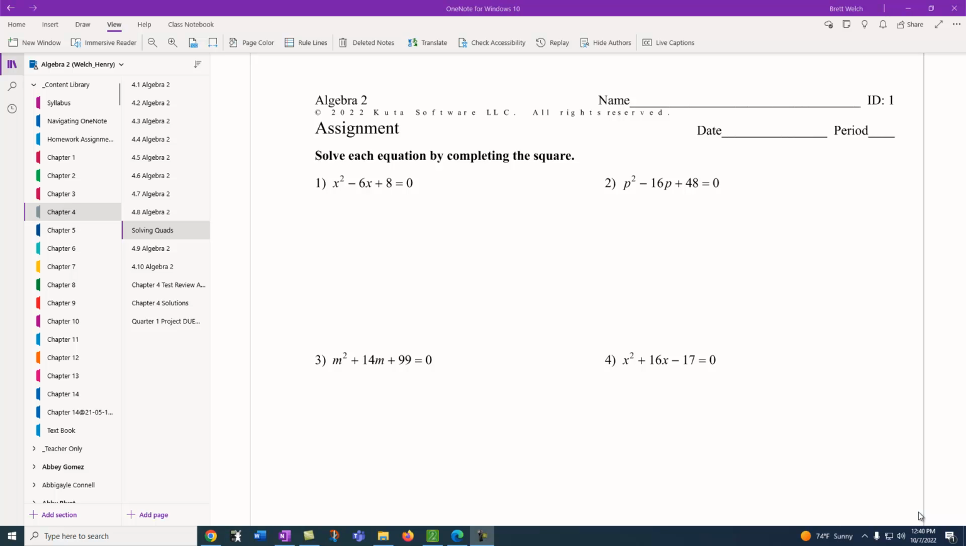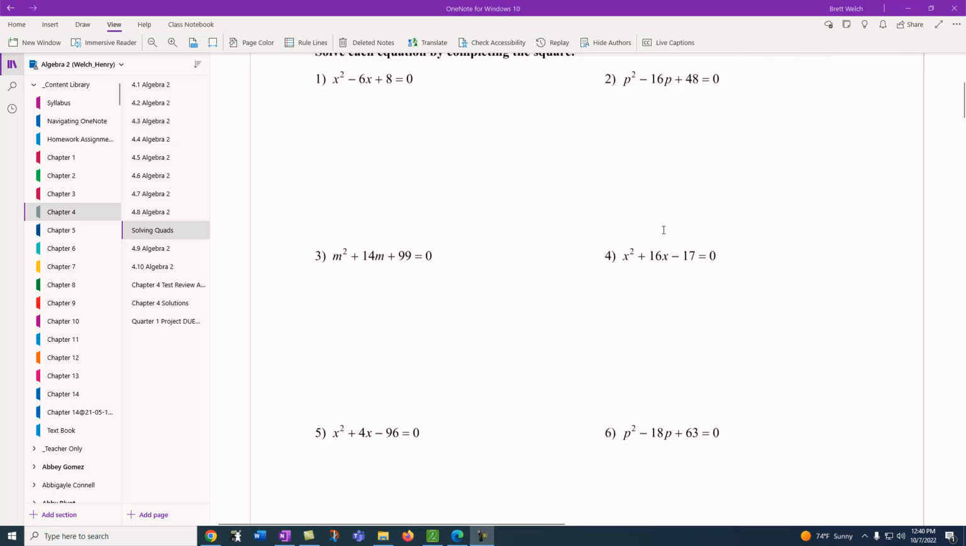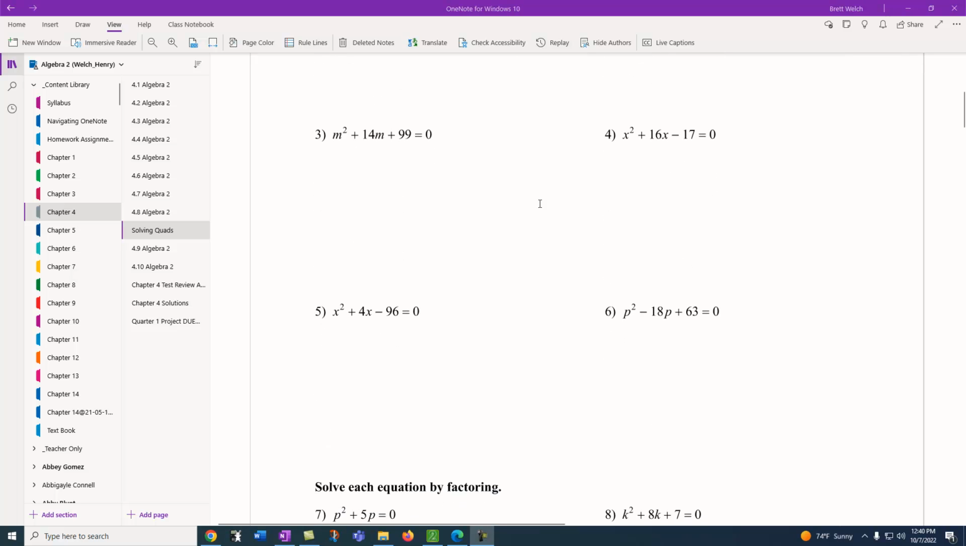Hey guys, so this is me going through the worksheet that you're going to be assigned to work on remotely or without me around. I'm just going to go through a few examples, make sure you understand the rules. The first part of the assignment asks you to solve by completing the square. On any one of these, let's take number 6.